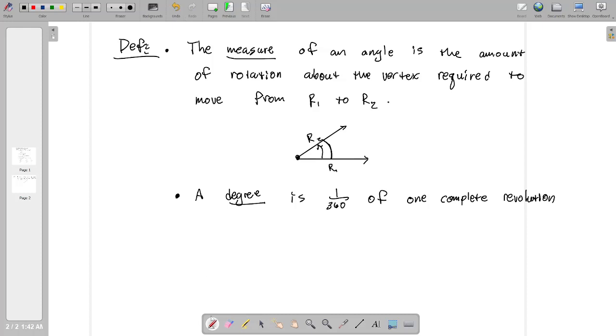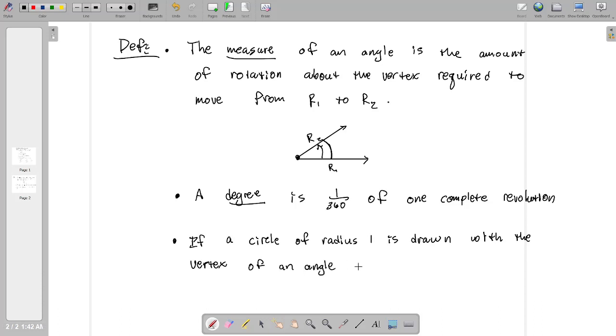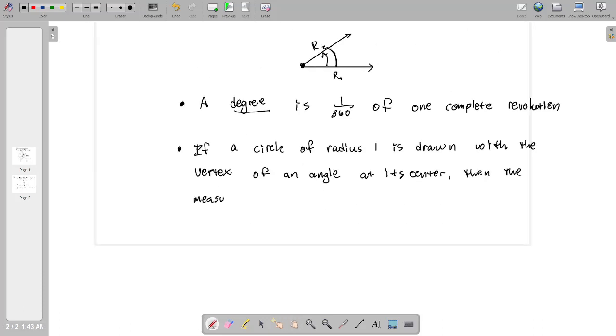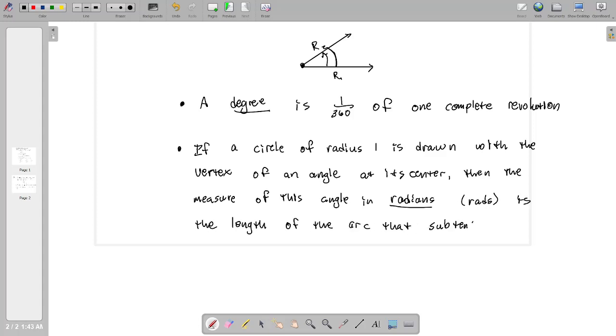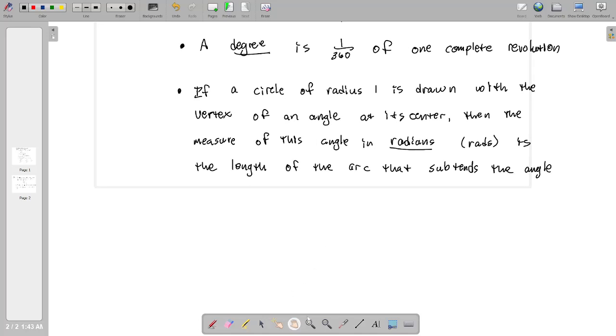Next, we're going to talk about radians. This one's a little bit less ubiquitous. If a circle of radius 1 is drawn with the vertex of an angle at its center, then the measure of the angle in radians, rads for short, is the length of the arc that subtends the angle. What I mean here, let's draw a circle first. We have an angle at its center. So here's our angle. Let's say R1, R2, and we get this.